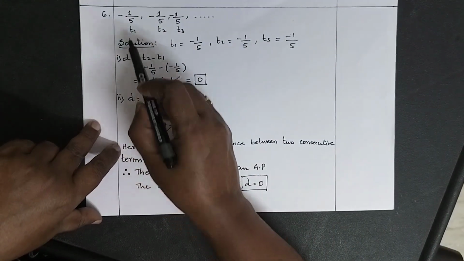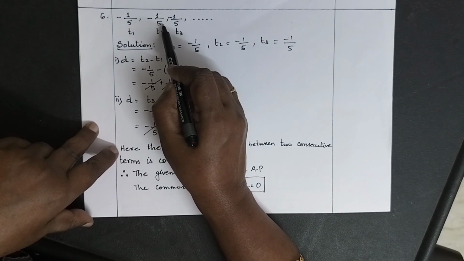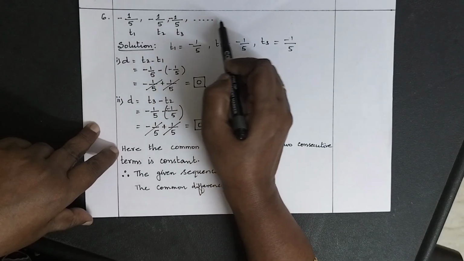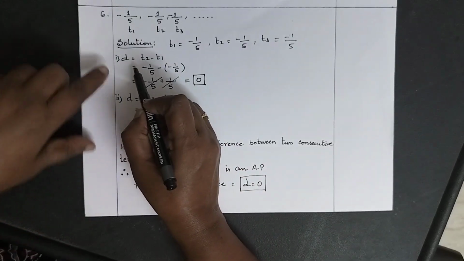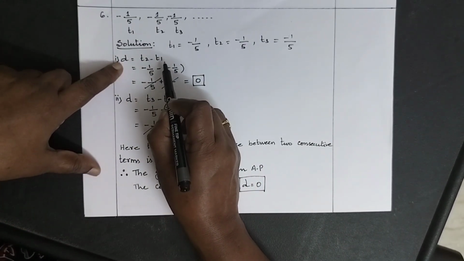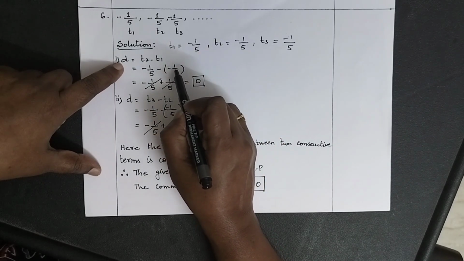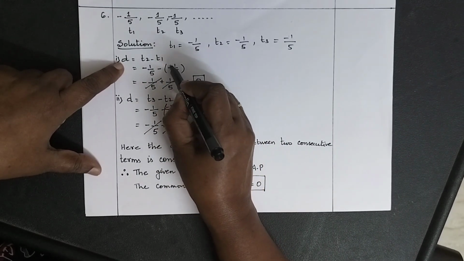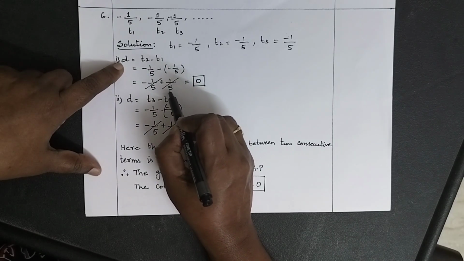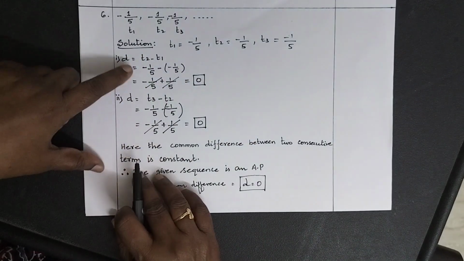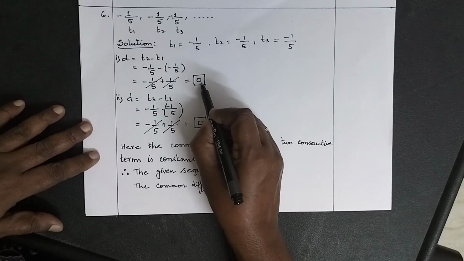Sixth question. The given sequence is minus 1 by 5, minus 1 by 5, minus 1 by 5, etc. We are naming these as T1, T2, T3. So first, D is what? T2 minus T1. So minus 1 by 5 and minus of minus 1 by 5. So again minus of minus will be plus. So minus 1 upon 5 plus 1 upon 5. So we can cancel these two. This is minus 1 by 5, this is plus 1 by 5, they get cancelled. The answer is 0.